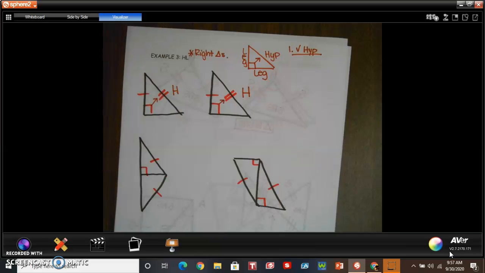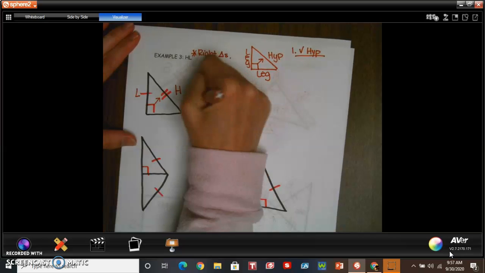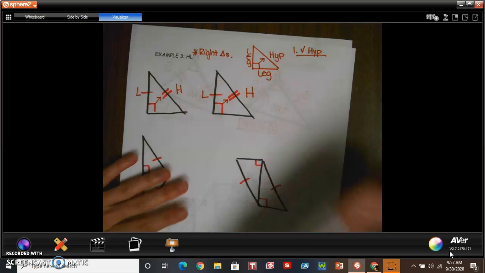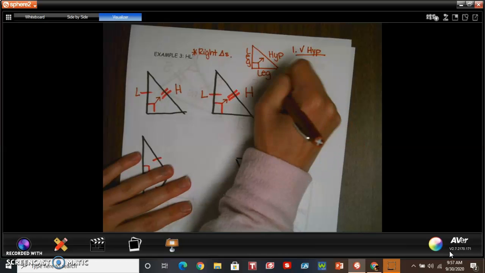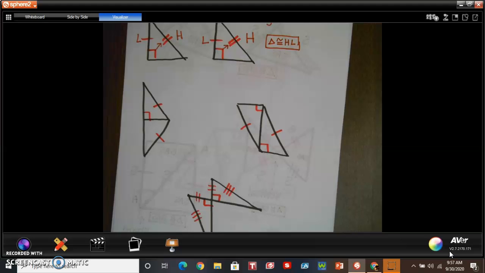Then all you need to do is see if there is another side that matches. See how both of these sides have 1? We can label that L. And because it's HL, they're easier to read, it's just 2 letters. So since they both have an H and an L, we know that these triangles are congruent by HL. Ta-da! Let's look at some more examples, okay?